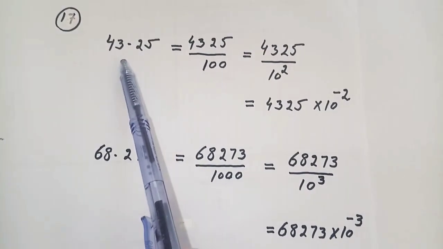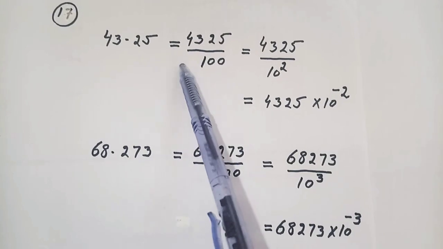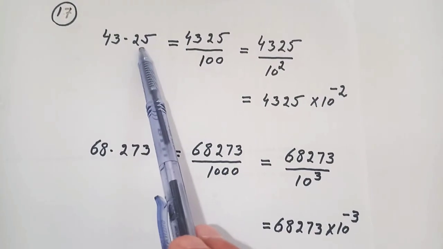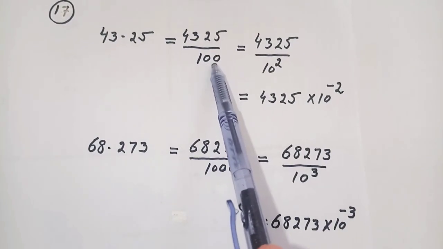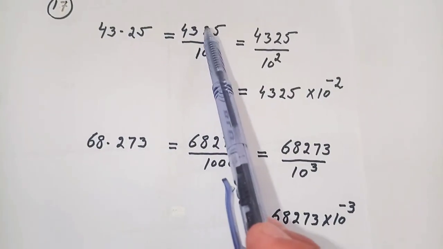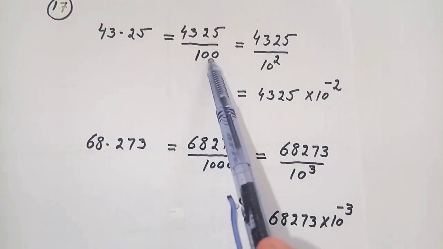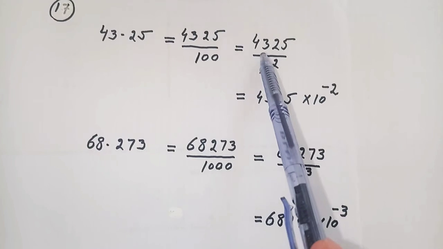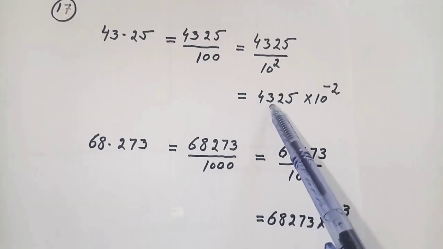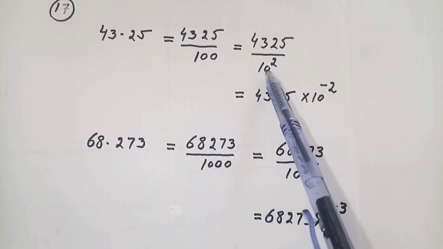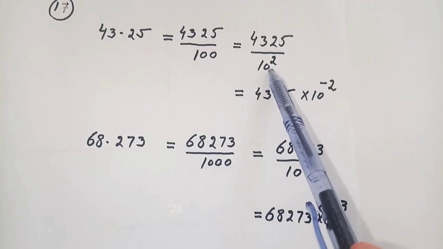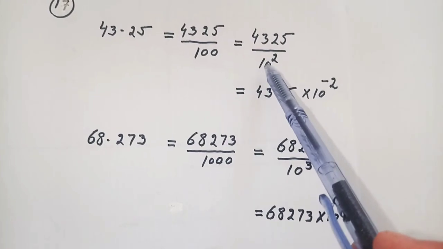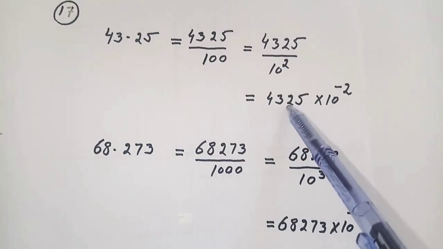So this is the number 43.25. This can be written like this. In place of the point here we write 1. After the point there are 2 numbers here, so here we write 2 zeros. So this can be written like this. So here again this 100 can be written as 10 power 2. And here 4325, and this 10 power 2 is in the denominator, but if we shift it to the numerator it will become minus 2. So this number can be written like this.